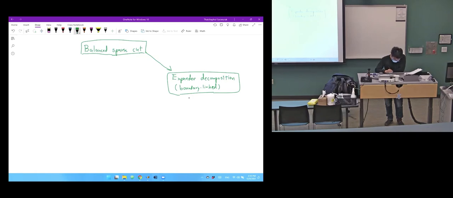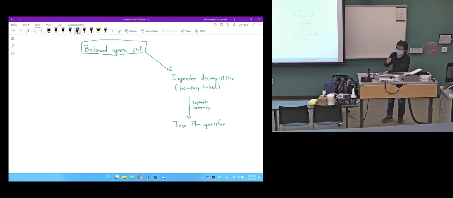And then from here, we can get a tree flow sparsifier. To do that, it's basically just the expander hierarchy. You do boundary linked expander decomposition, contract, and do it again and again. You get a tree flow sparsifier. This is a nice sparsifier.